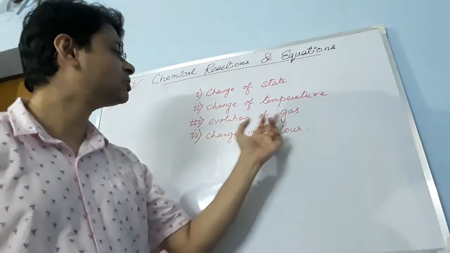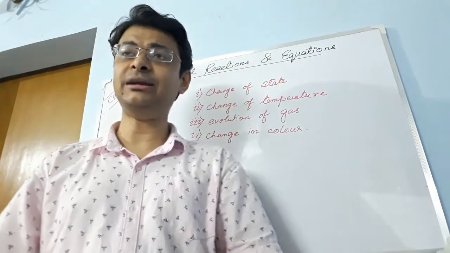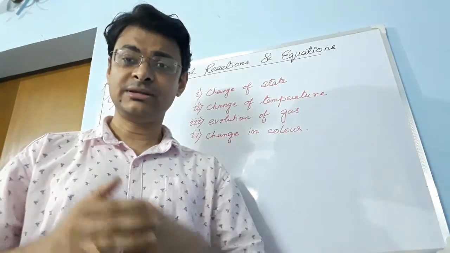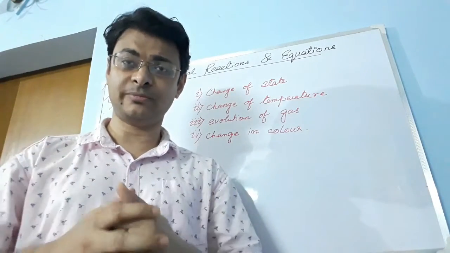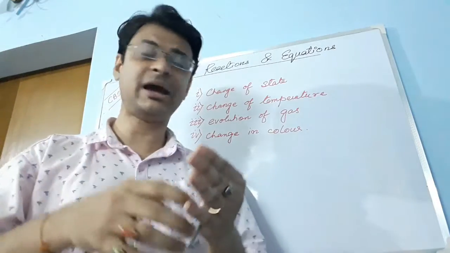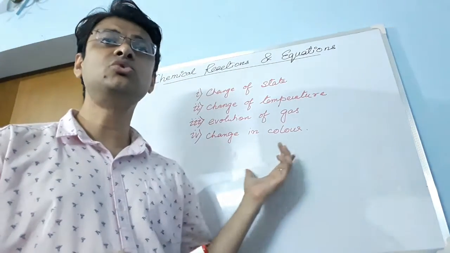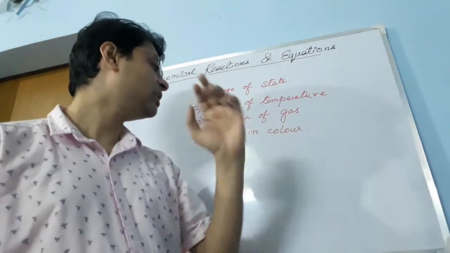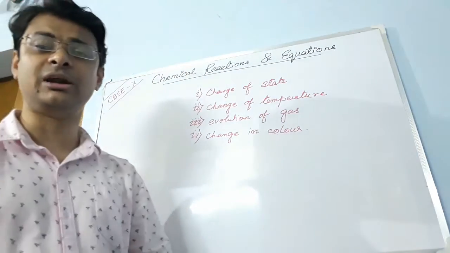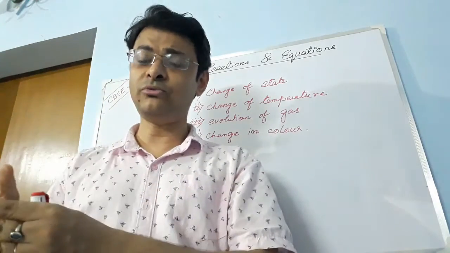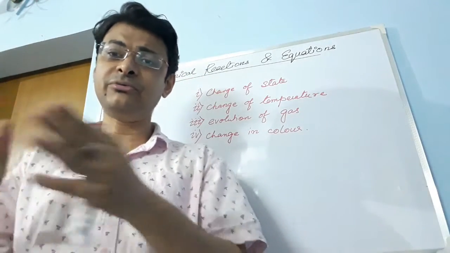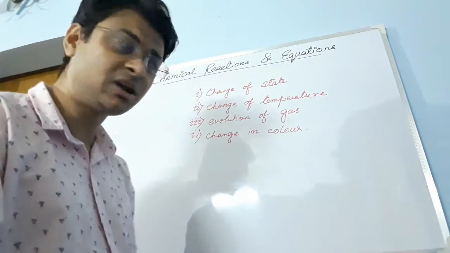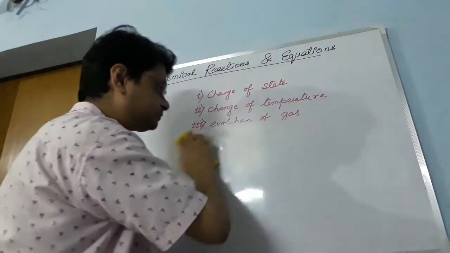Number 3 is evolution of a gas. Whenever we find that in a chemical reaction some gas is evolved, some gas is getting out, or we find the trace of some gas by the combination of two or more molecules, we call it a chemical reaction. And number 4 is change of color, because the new compound formed will be completely different from the original compound, so definitely there can be a change in color of the new compound.